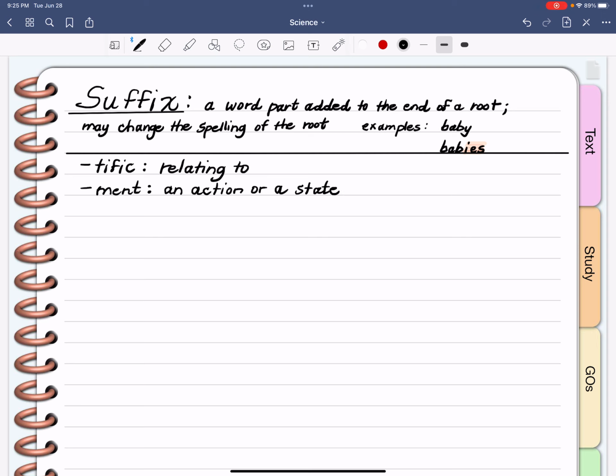For example, place, ment, placement. That can be an action, something that I'm doing, making a placement, or it can be a state. So if I'm saying, for example, the placement of the basketball team in the number 1 slot, that's a state. It's a state of being. Placement. Ment is the suffix.